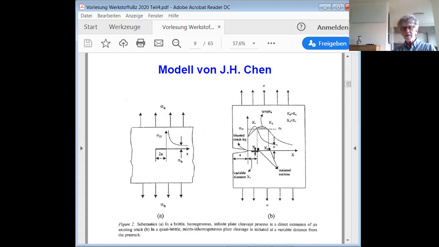And it must be exceeded at the position on the crack where the crack nucleus lies. So if the crack nucleus lies very close to the crack tip, it's easier to fulfill the criterion because you need a lower load. If the crack nucleus has a larger distance from the crack tip, you need a higher load so that you can exceed the cleavage stress.